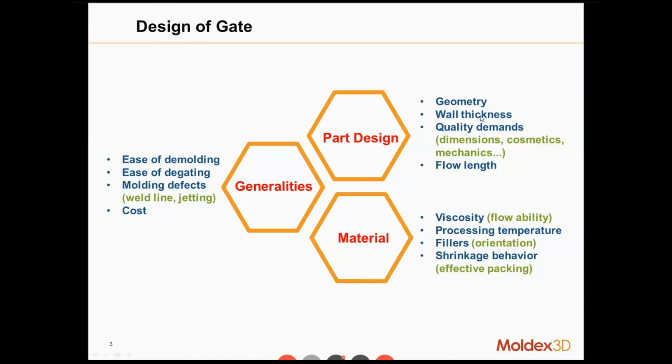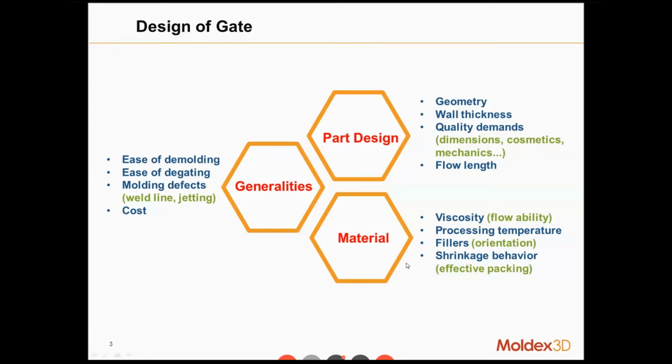Okay. For the part design, it's always suggested that the wall thickness should be uniform. But sometimes it's very hard to achieve, especially for some of the big and complicated geometry, such as the car bumper or the dashboard. So instead, we will suggest to put the gate on the thicker area in order to get the better packing effect so that the product quality will be better.